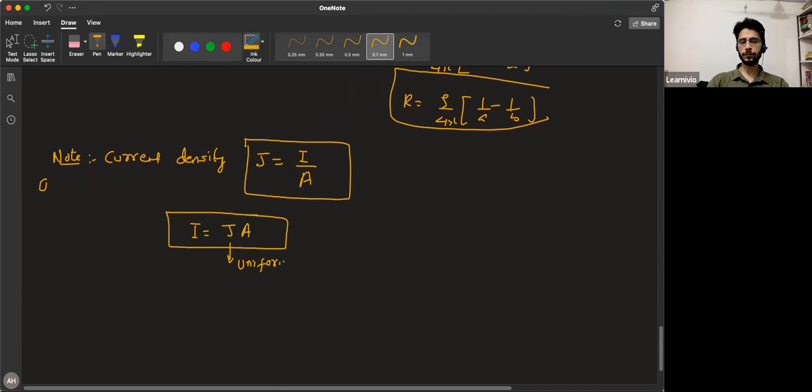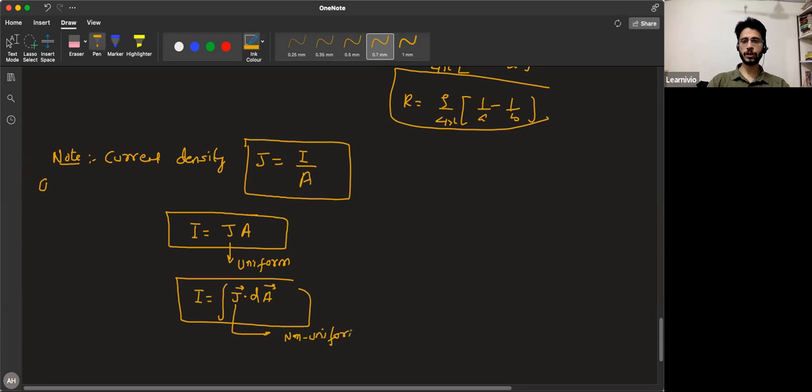Sir, J equals I by A square, right? Yes, I by A, area. A you can write as pi r square. You can write this I as J into A. If J is uniform, then your current is J multiplied by A. But if your J is non-uniform, then you will write your current as integral of J dot dA. We use this expression only if your current density is non-uniform.